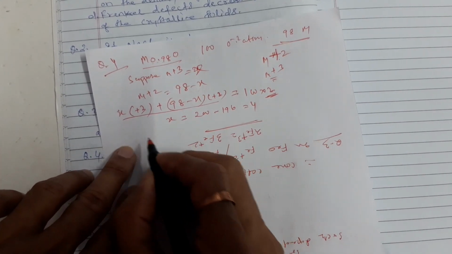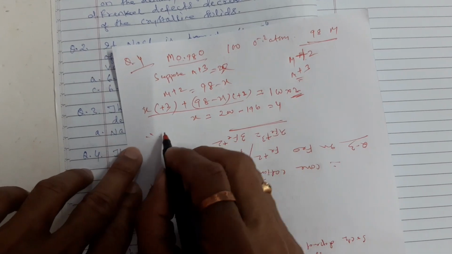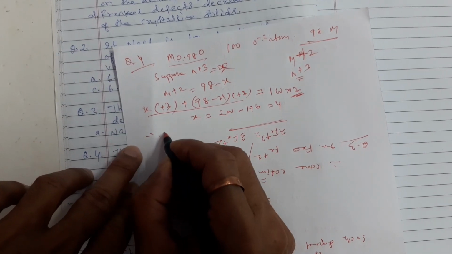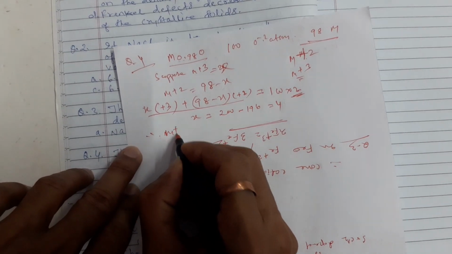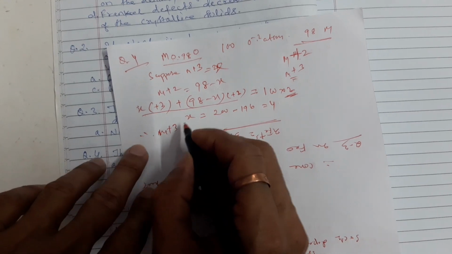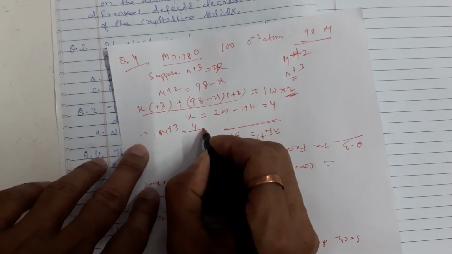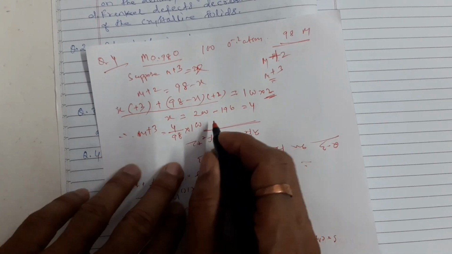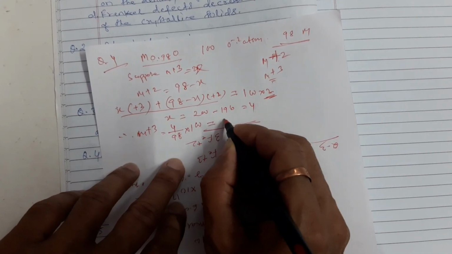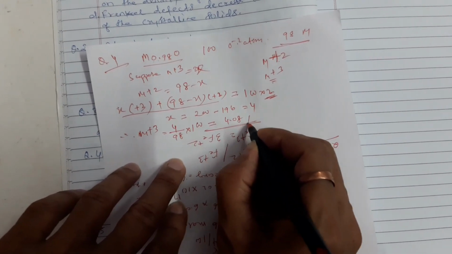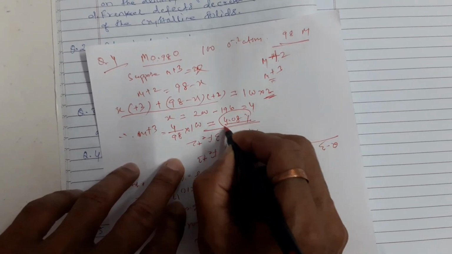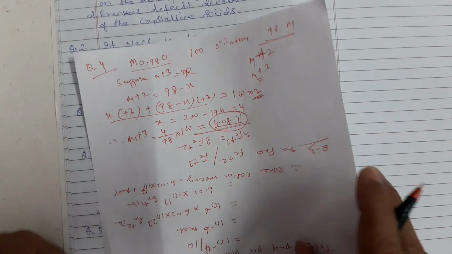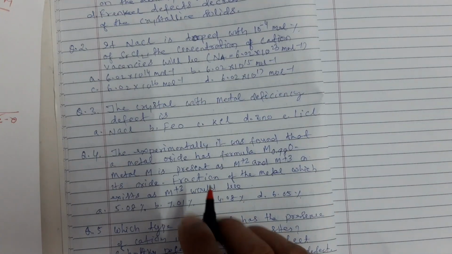Therefore, M+3 is equal to 4 by 98 multiplied by 100, its percentage is equal to 4.08%. So the answer is C, 4.08%.